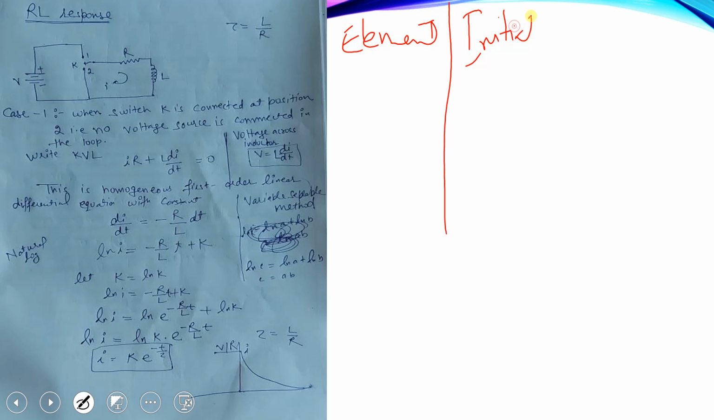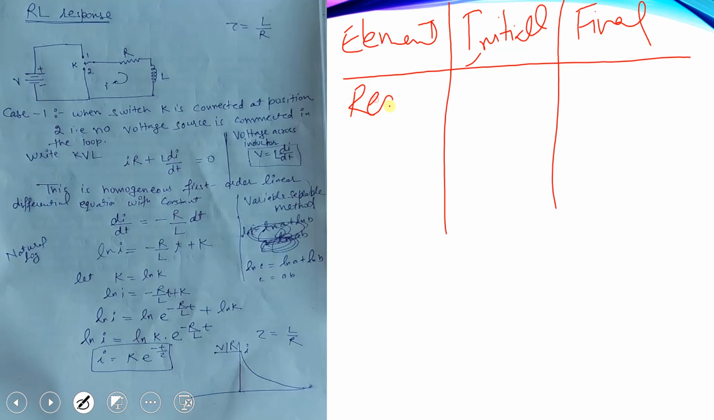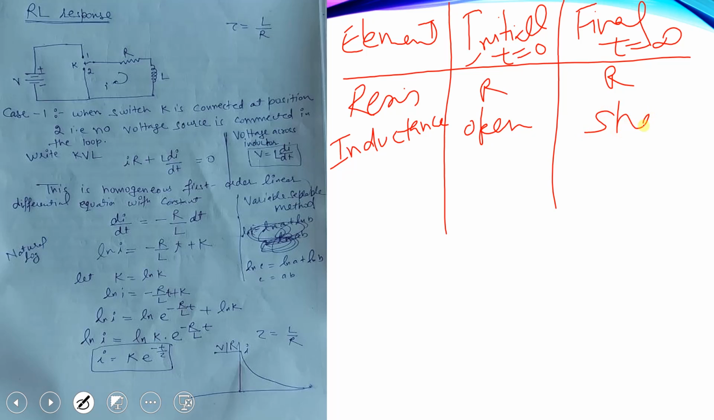Before considering its response, I want to tell you one important thing. When we are talking about the elements at their initial position and their final position, resistance will act the same at its initial position and its final position. But when we are talking about the inductance, it is open at its initial position. Initial position is when t is equal to 0 and final position is when t is infinity. And when it reaches infinity, meaning the final position, it is short.